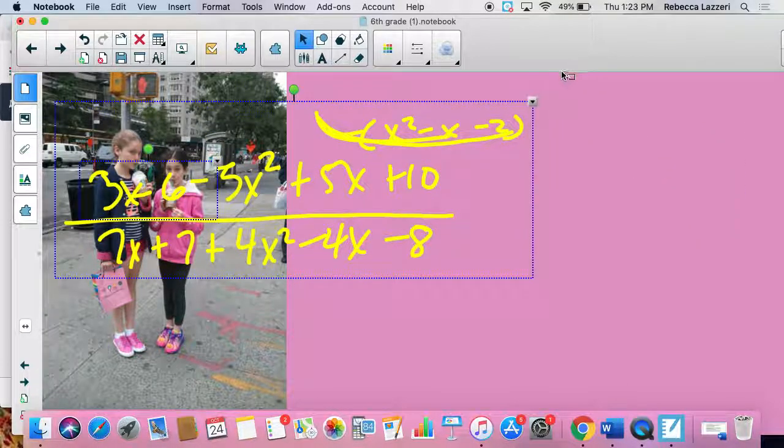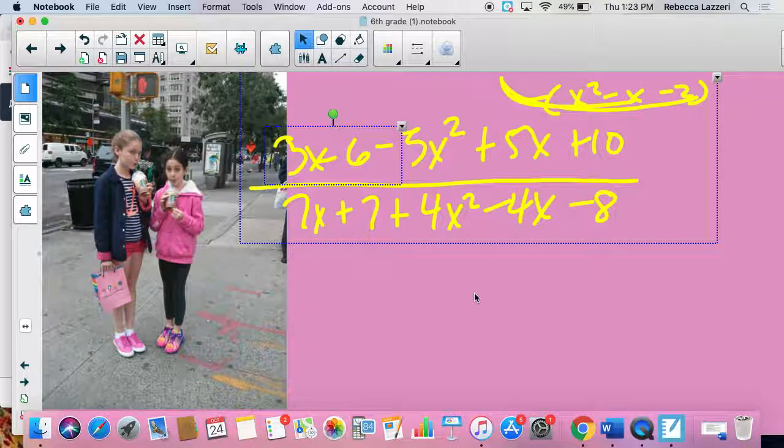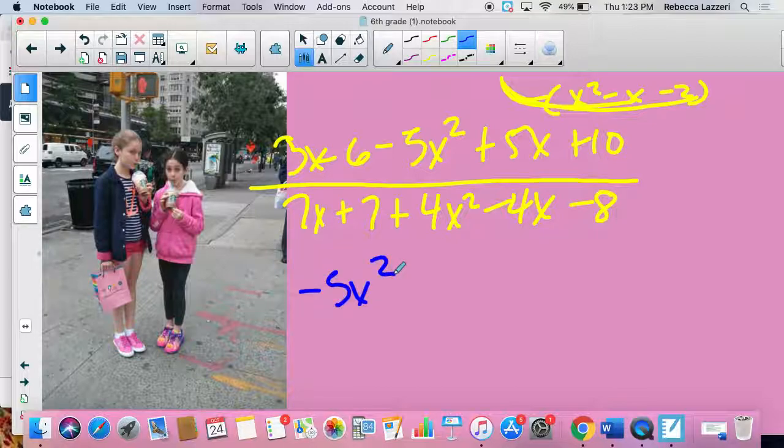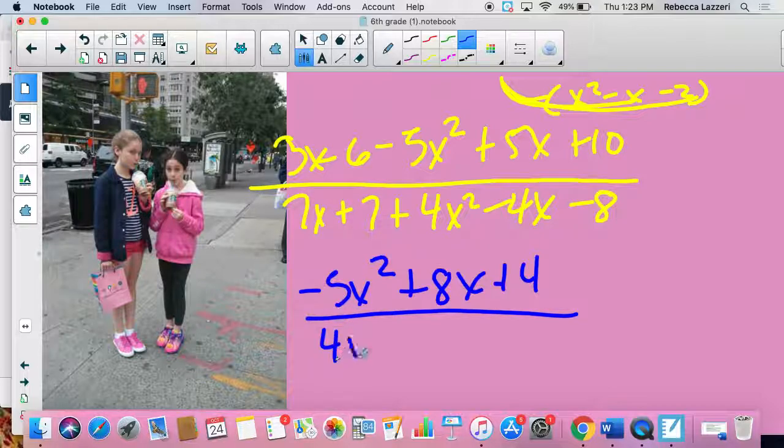All right, so this is what we have on the end of the last slide. So now I'm going to add like terms. And so I have negative 5x squared plus 8x plus 4. On the bottom I have 4x squared plus 3x minus 1. Now, do you think I would let you be through with this? No. But it's still just algebra 1. We're gonna factor. Yeah, so you factor and see if something will cancel.